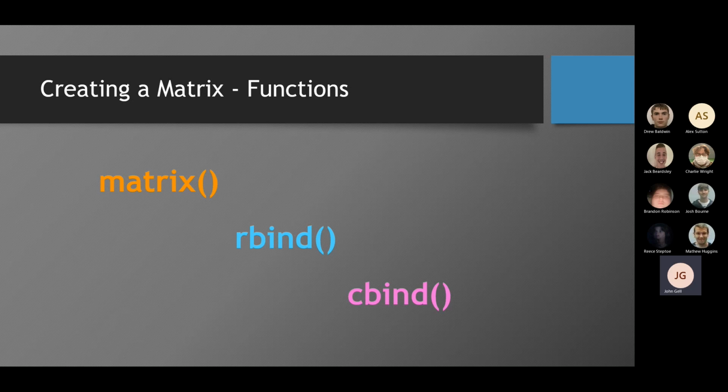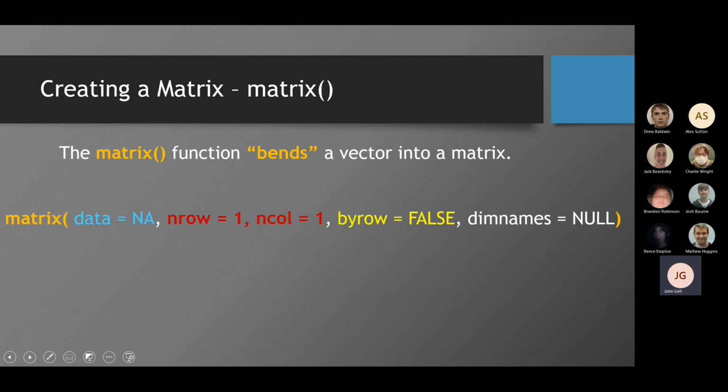So the matrix, rbind and cbind, row bind and column bind, that's what it means, yes? There are 3 ways we can create a matrix. Now, the first one, the matrix function, bends a vector into a matrix. So it bends a vector, which is a single dimension, into a matrix.